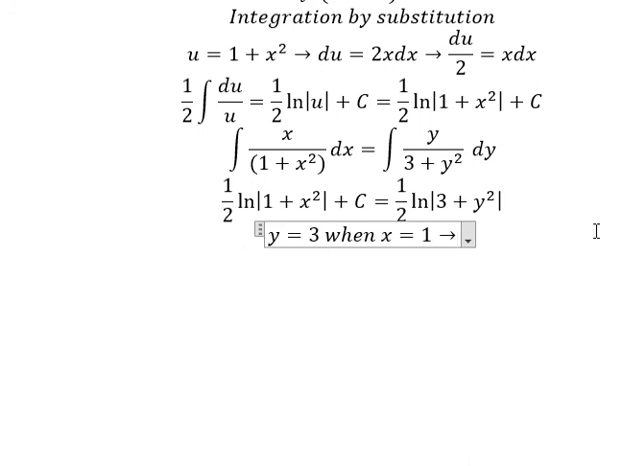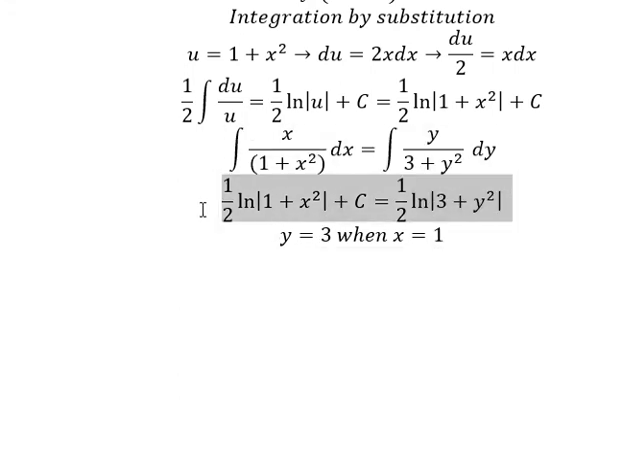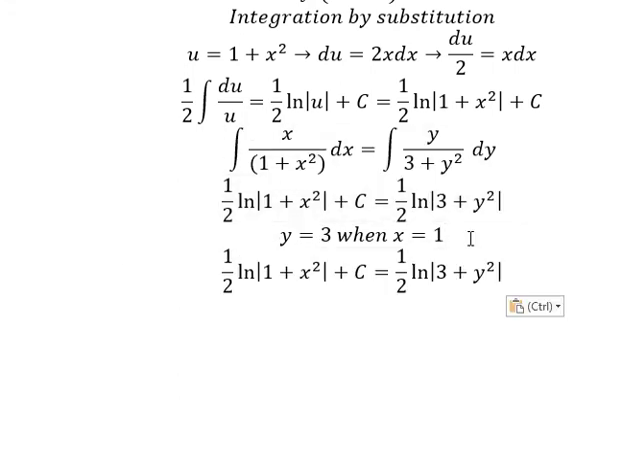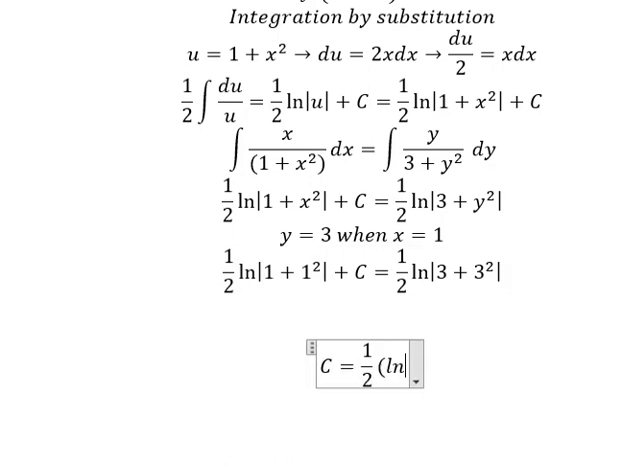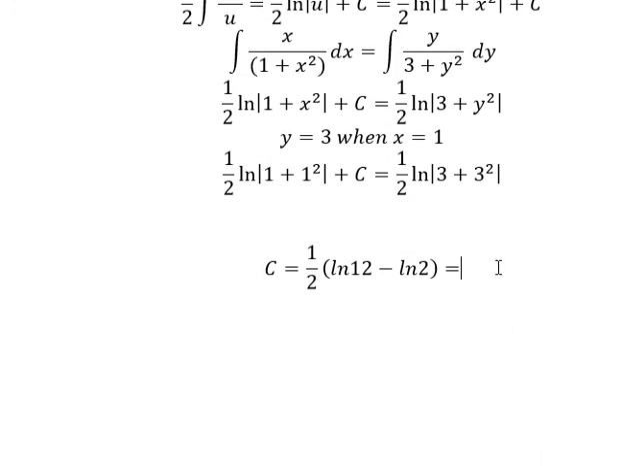So when s equals 1, y equals 3, so I will put 1 here and 3 here to find the value of c. And now if we simplify, c equals, I will put this one to the right, and we have 1 over 2 ln of 12 minus ln of 2. So we have the formula of this one.